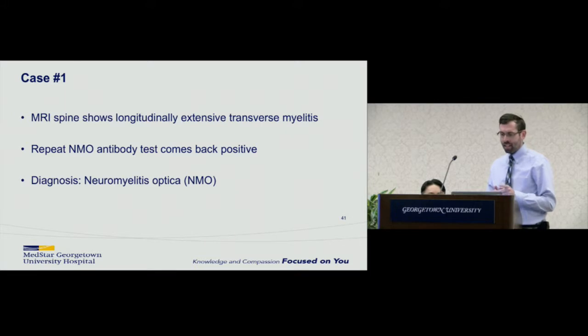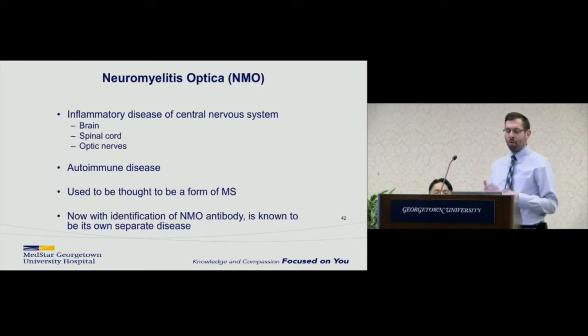So, next slide. So what is NMO? I talked a little bit about it, but I really didn't describe it. It's another inflammatory disease of the central nervous system. It can affect your brain, your spinal cord, and your optic nerves. And that's basically what MS can do also. So you can see why it's confusing.